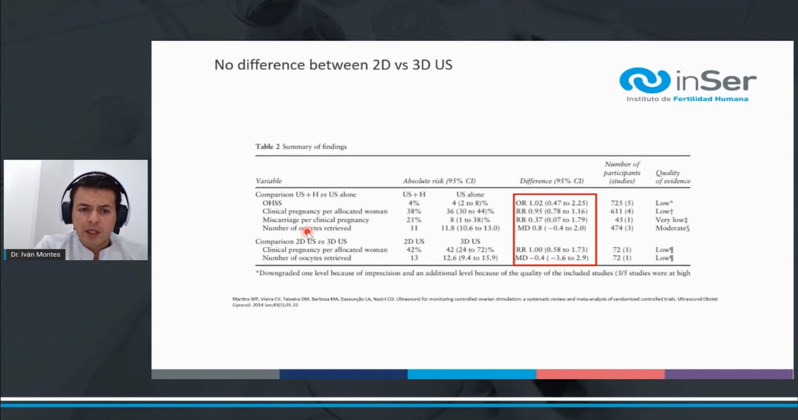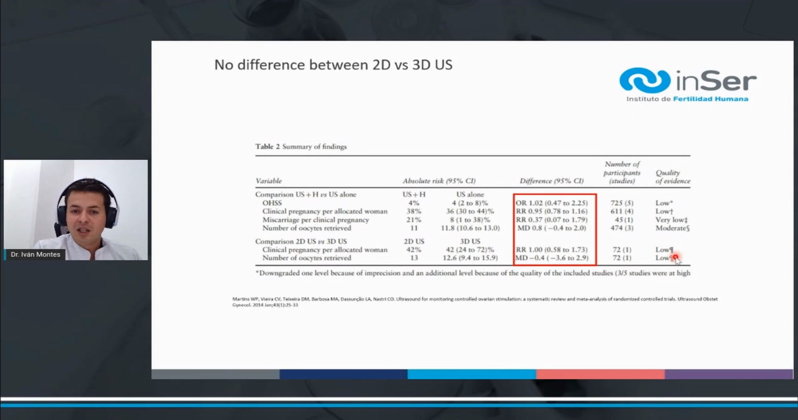And also, there's another part of this study that compared 2-dimensional ultrasound versus 3-dimensional ultrasound. In this study, the clinical pregnancy rate per woman was almost the same, but the quality of evidence is very low. So they actually recommend that better studies should be done to see if this conclusion is a good conclusion.